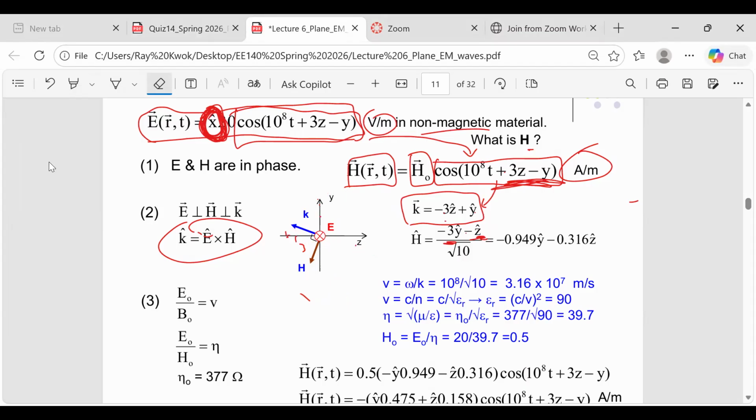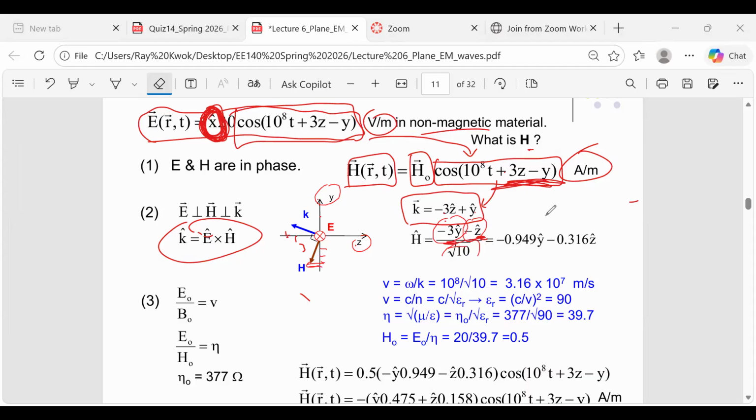Any questions? So I know this is 3 units down, minus y, 1 unit in the minus z direction. And normalize it, take the square root of 3 squared plus 1 squared, so square root 10. Right? Okay. So I'm just going to leave it there. Any questions so far?